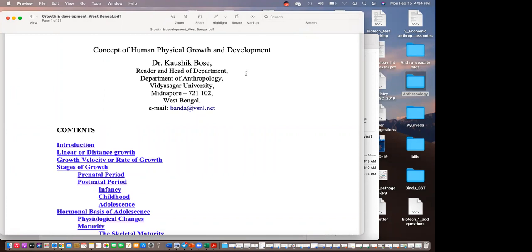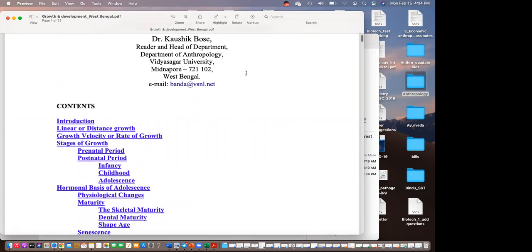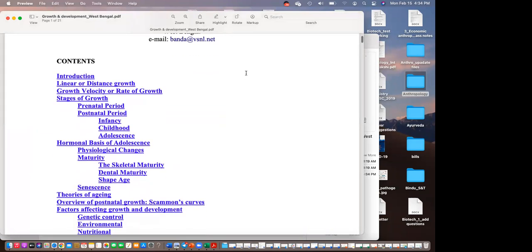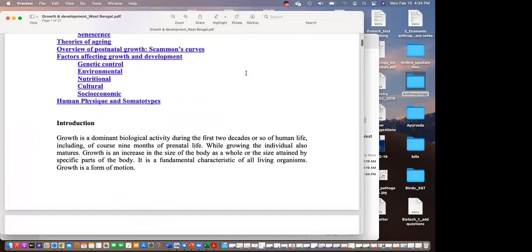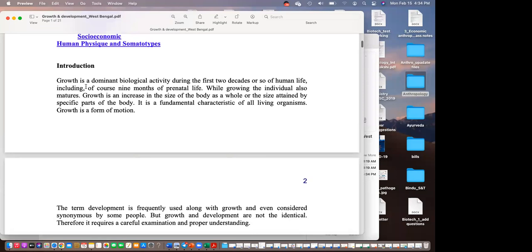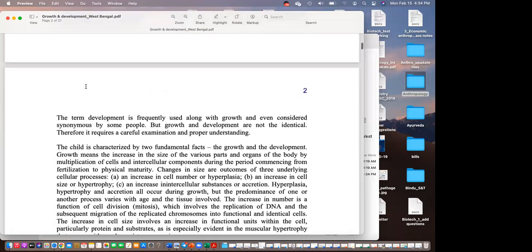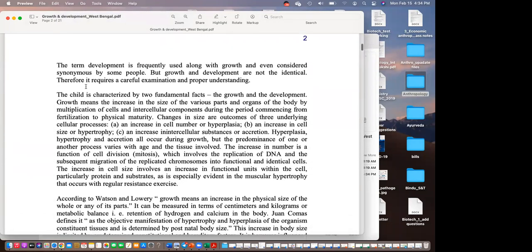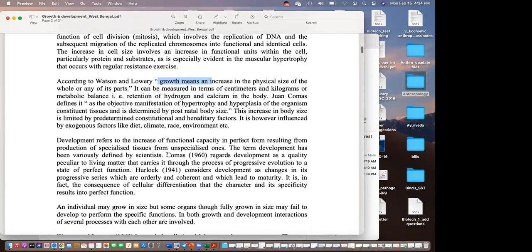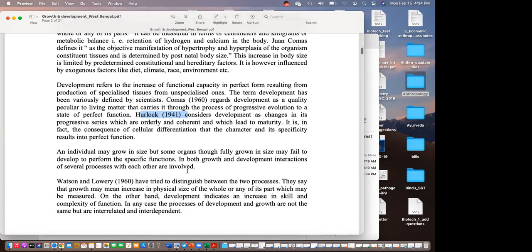The concept of human physical growth and development. I found it covers a lot of aspects that we need for the UPSC syllabus. That is why I kept it as it is; I've not made any changes to it. Basically, they've provided an introduction to what is meant by growth, and the concept of development is given here. Give it a brief read, and selected things like Watson Lowry's definition of growth and those components we discussed in the class, and Komar's definitions, Hurlock's definitions. I picked them up from this source.